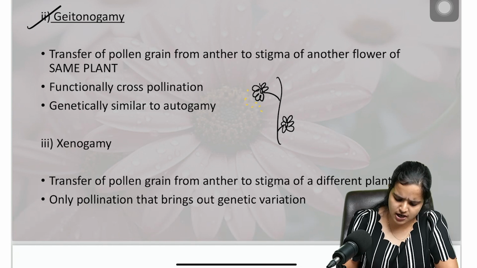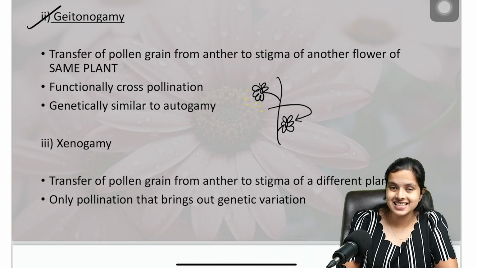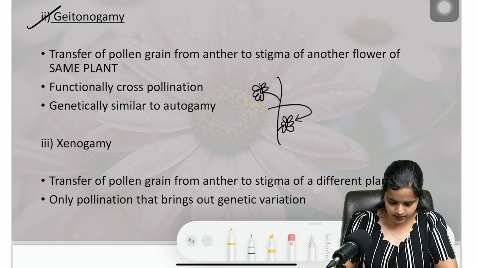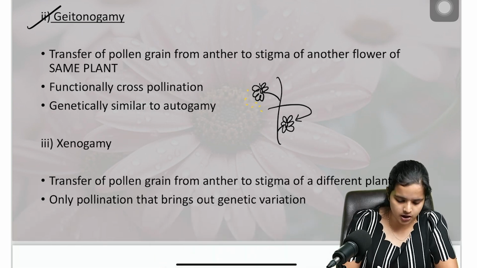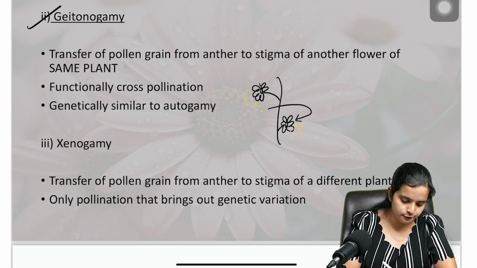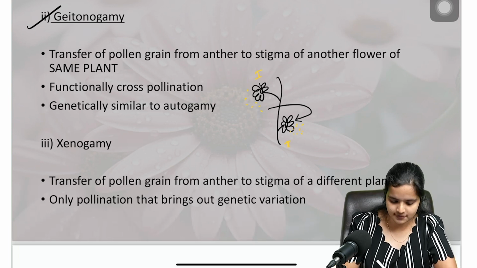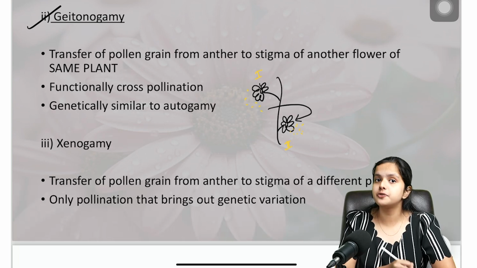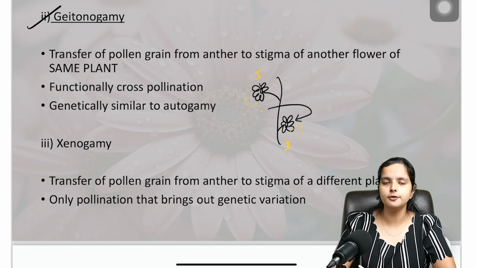And this pollen grain travels all the way to the bottom to reach the other flower, right? Which is lying on the same plant. So it reaches over here and it falls on the stigma of the second flower. So you have two flowers, flower 1 and flower 2. Right, and the pollen grain is released from flower 1 and it falls on flower 2, right?